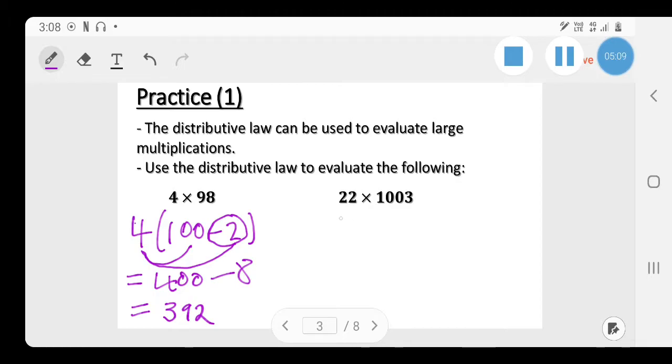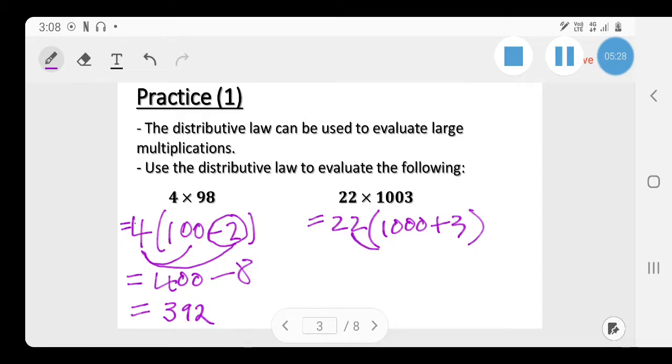Here's another example over here, 22 times 1003. Well, what about we rewrite that, I've got my equals over here, as 22 times 1000 plus 3.